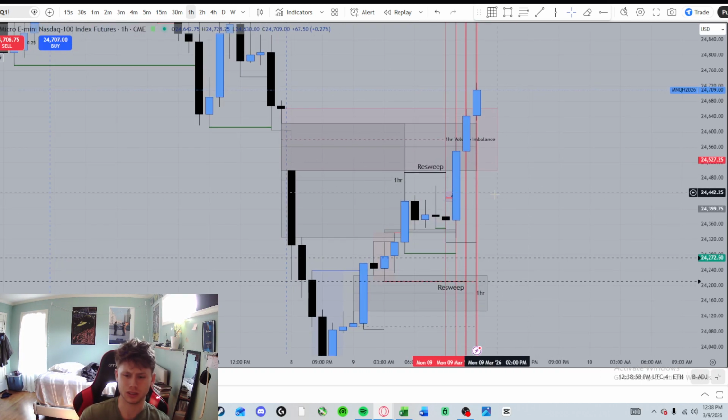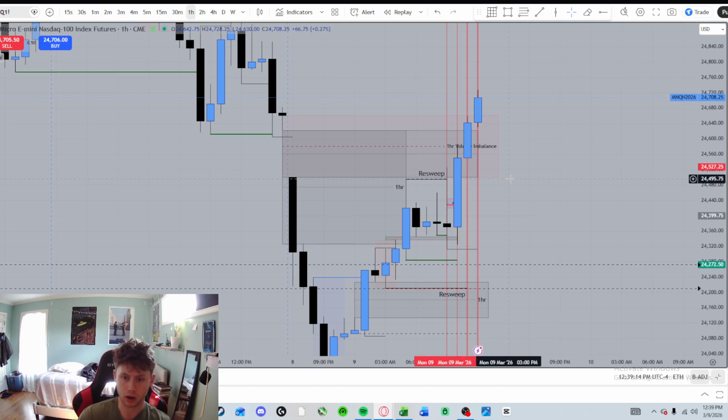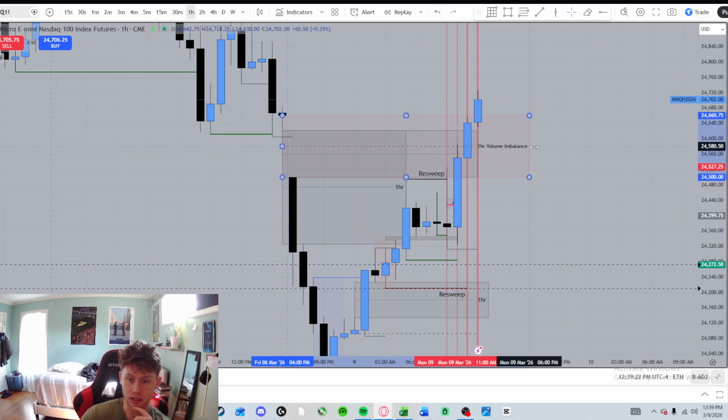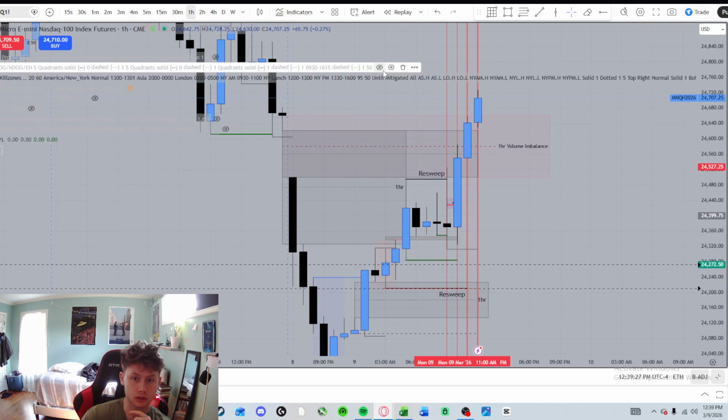I'm not going to go into the exact details of how my strategy works, but basically I was taking a trade off of this bearish 1 hour fair value gap. This trade requires a resweep of a high with a high time frame fair value gap as support. We had this new week opening gap here.